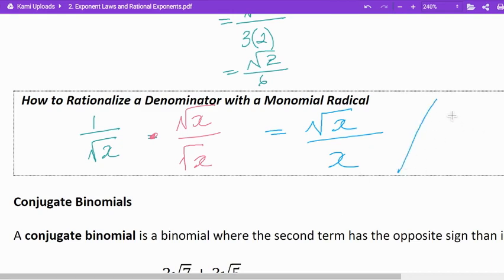say I wanted to rationalize 1 over root 7. Well, I multiply everything by root 7, and I get root 7 over 7. So you can see that the radical just moves to the top and is multiplied by whatever was in the numerator.